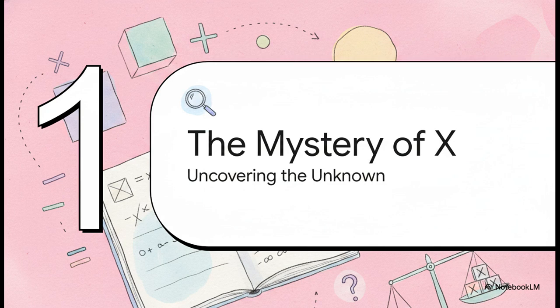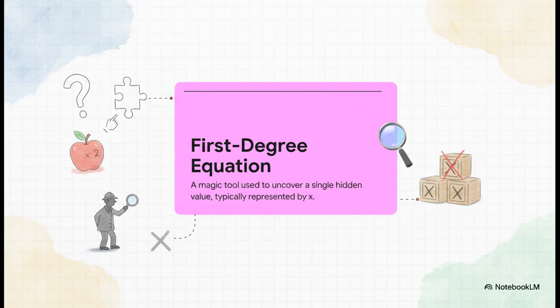Okay, section 1, the mystery of X, uncovering the unknown. Let's see how this builds our understanding of what we're actually looking for when we stare down one of these math problems. The crucial point here is that this super intimidating mathematical term really just describes a tool we use to find one specific missing piece of information. A first-degree equation with one variable is honestly just a puzzle where exactly one piece is missing, that's our one variable, and we usually just call it X. It's our prime suspect, it's our unlabeled apple, it's the unknown.